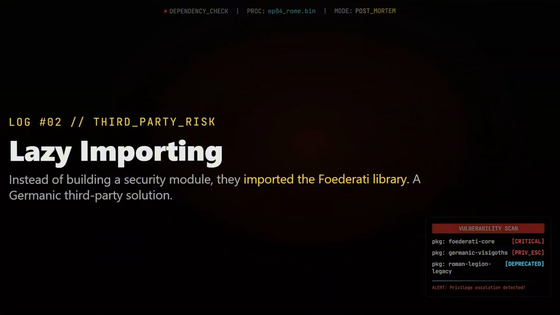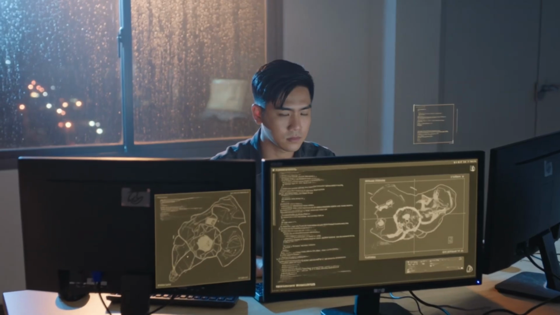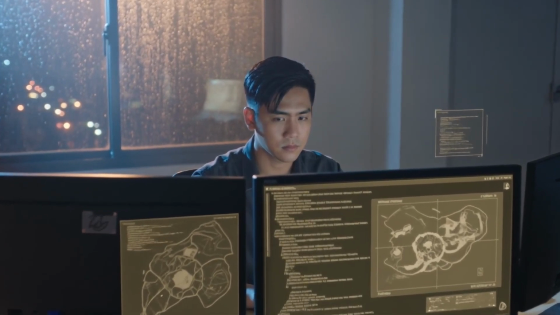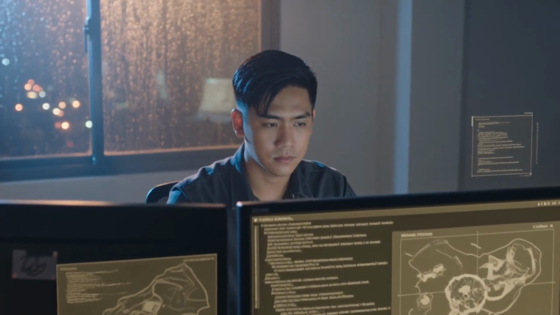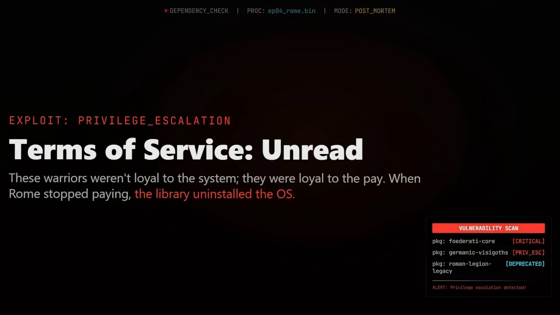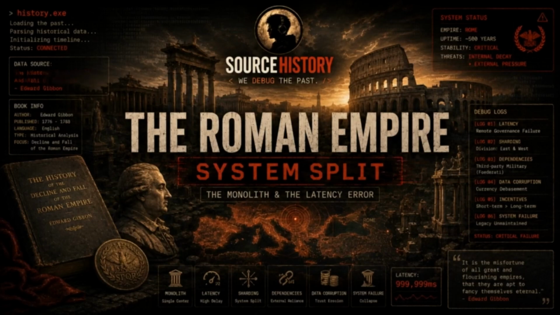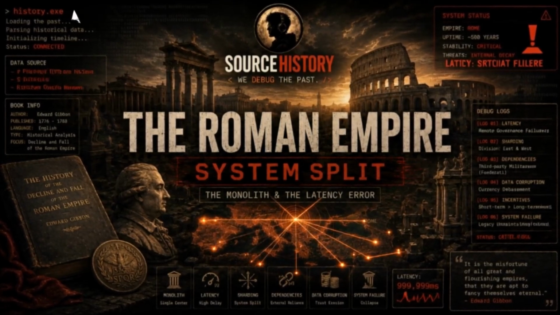Trust plummeted. When a platform loses user trust, no feature can save it. People didn't revolt, they just uninstalled. They bypassed the monetary system entirely. That's the most painful death for any platform, being silently abandoned by users.